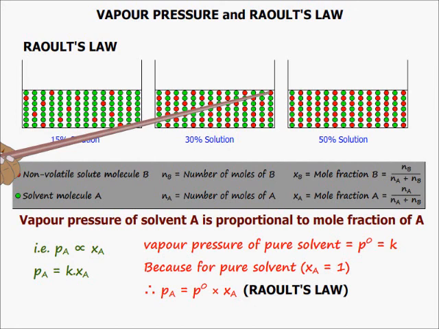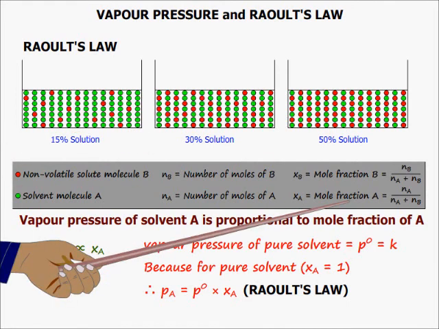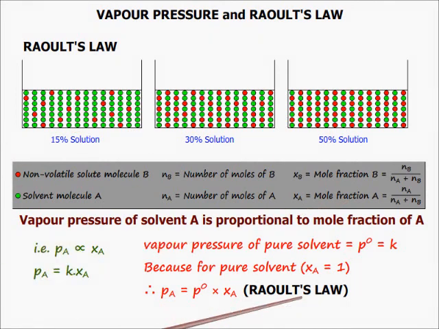So the number of liquid molecules available for evaporation depends on the mole fraction of the liquid molecules. Raoult's law says that the vapor pressure will be equal to the mole fraction multiplied by the vapor pressure of the pure liquid.